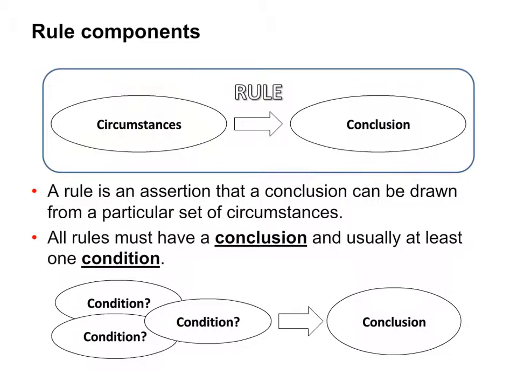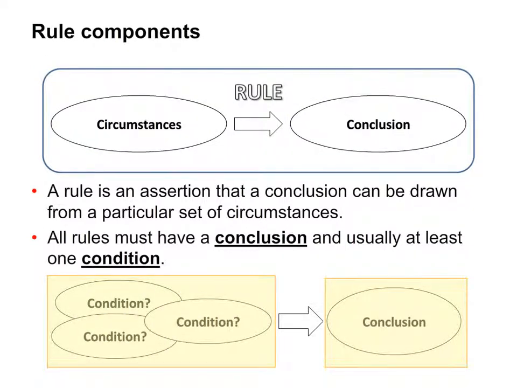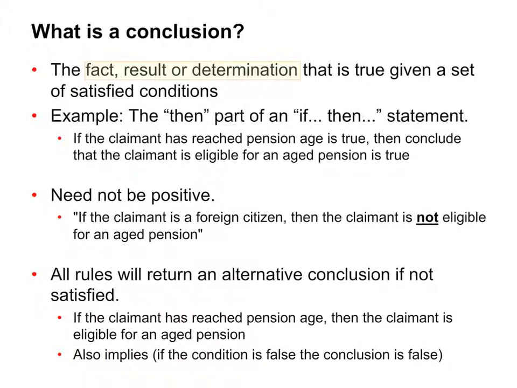A rule asserts that a set of conditions or circumstances leads to or implies a logical conclusion. All rules have at least one conclusion and usually have one or more conditions. A conclusion is the fact, result, or determination that is known to be true when a given set of conditions are satisfied. For example, in an if-then statement, the conclusion would follow the then, as in, if the claimant has reached pension age is true, then conclude that the claimant is eligible for an aged pension is true.